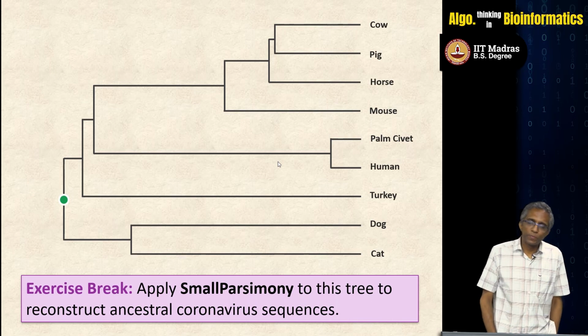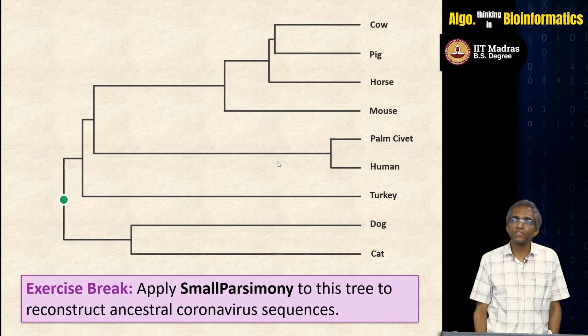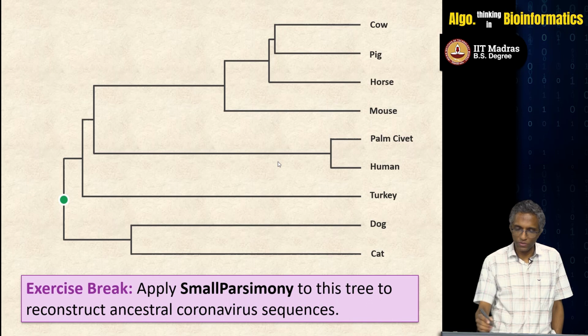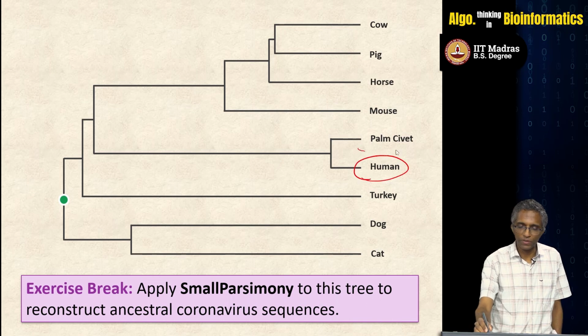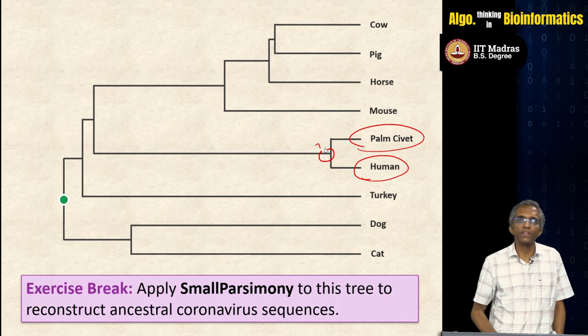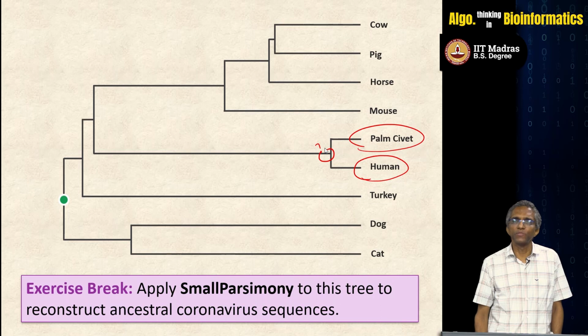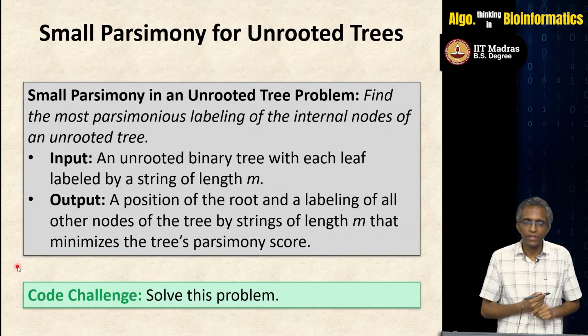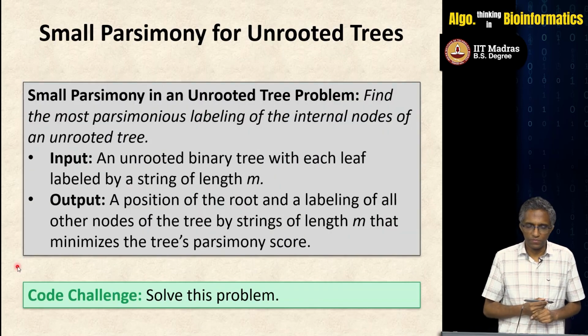So, you can apply the small parsimony to this tree to reconstruct the ancestral coronavirus sequences, right. So, especially if you have some human sample and a palm civet sequence, then you can know what is the likely internal sequence from which this human and palm civet have evolved. Okay. So, let us look at the summary of what we have seen so far.